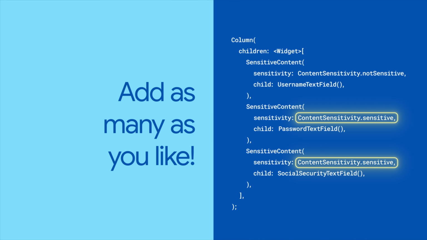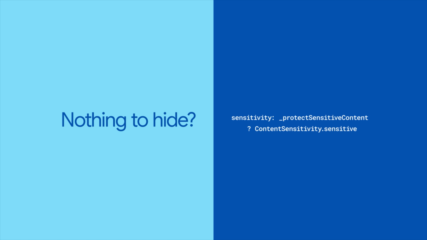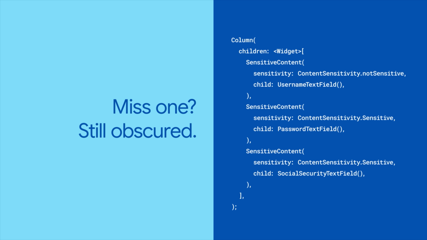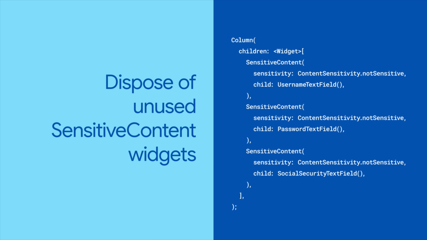As long as any of the widgets in the widget tree are marked sensitive, the entire screen will be obscured during media projection. If you want to disable the obscured effect in screen recordings, set the sensitivity to not sensitive. Remember that all sensitive content widgets in the widget tree need to be not sensitive in order to disable the obscured effect, even if a sensitive content widget is in the tree but is not actively visible. Alternatively, you can make sure that the sensitive content widgets are properly disposed of.